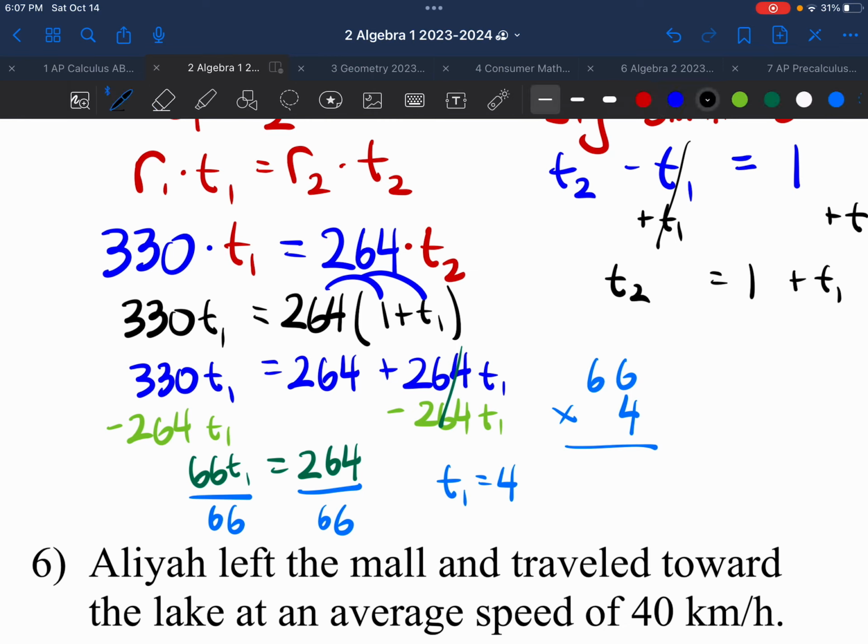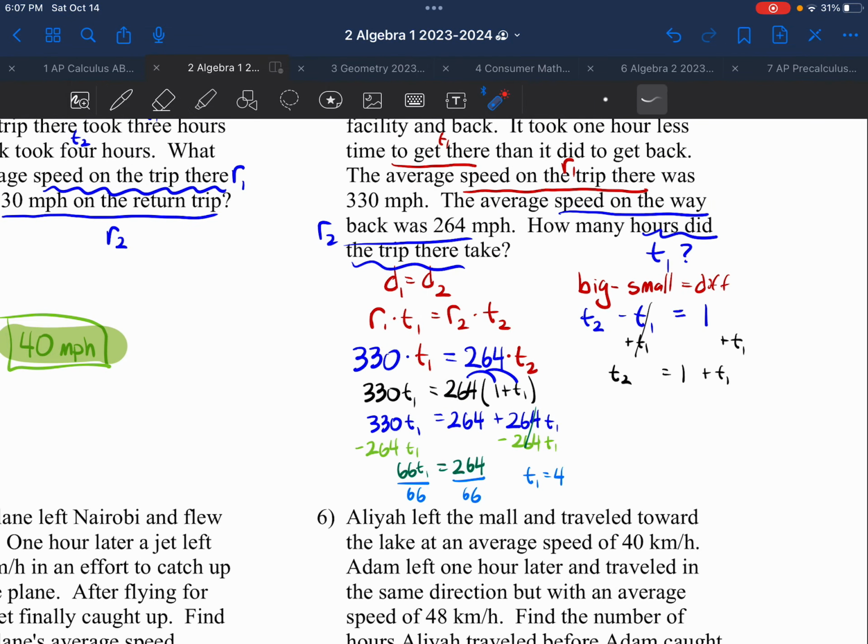So I'm going to say 6 times 4 is 24, carry the 2, 4 times 6 is 24 again, 25, 26, 264, and that is indeed the number I'm looking for. These are the droids you're looking for, and we are almost done. Let's make sure we have the right thing. We're looking for t1, the number of hours the trip there took. And the t1 is 4.